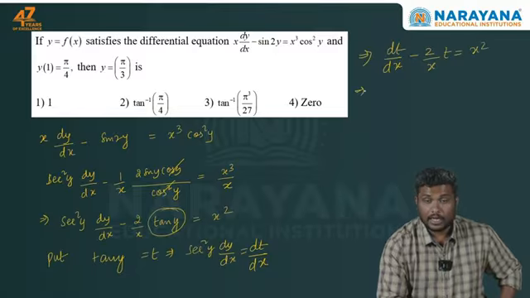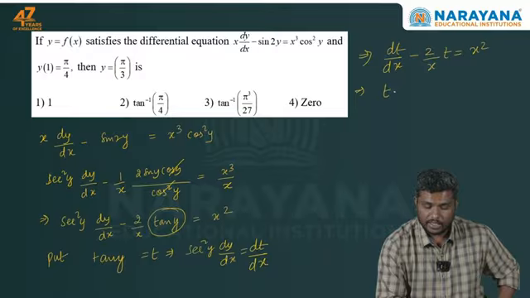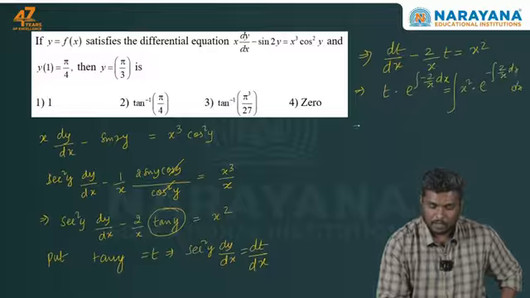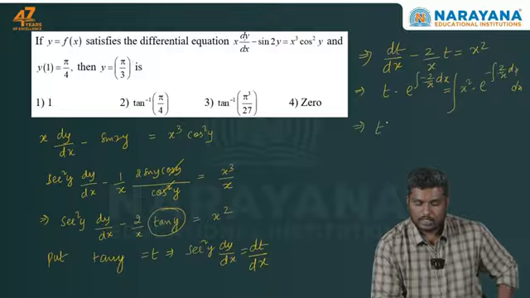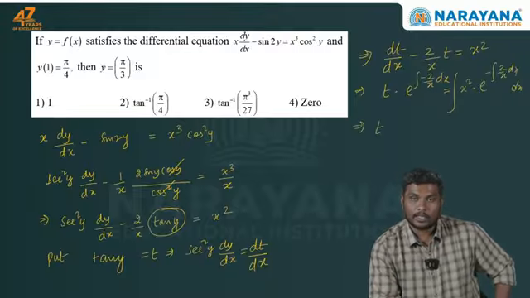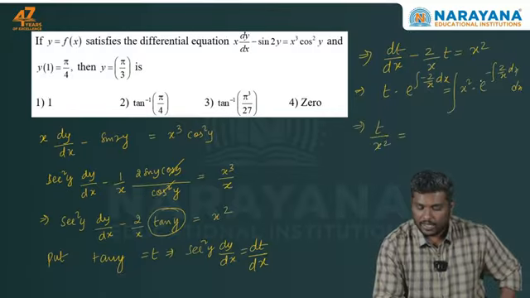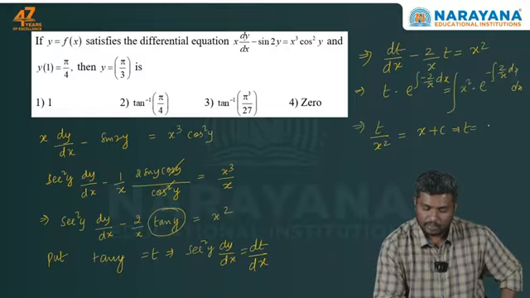Now I can directly write the solution of the linear differential equation, which is t into e power integral of minus 2 by x dx is equal to integral of x square into e to the power integral of minus 2 by x dx, whole dx. So guys, the integrating factor is going to be e power minus 2 ln x, and that is going to be 1 by x square. So t by x square is equal to the integral of x square into 1 by x square, and x square gets cancelled out. I have integration of 1, which is x plus c. This implies t is equal to x cube plus c x square.